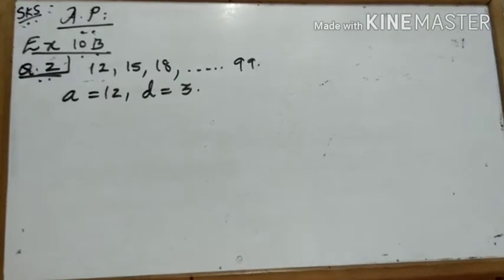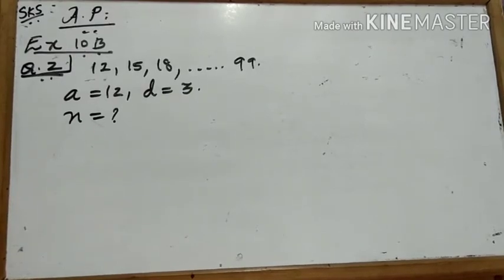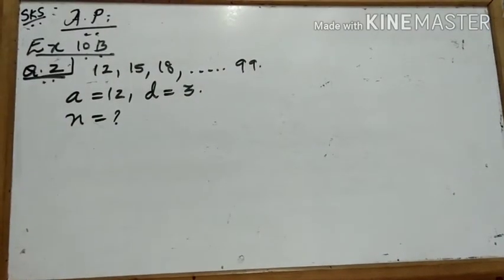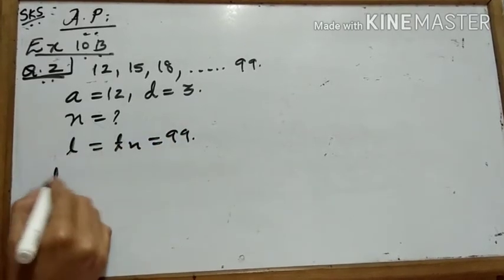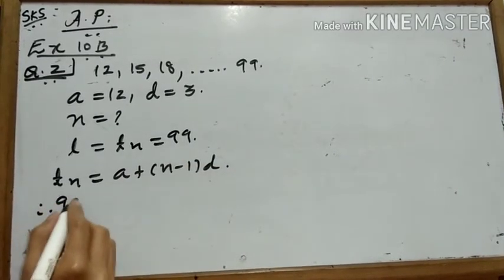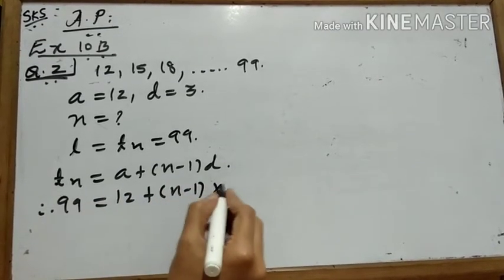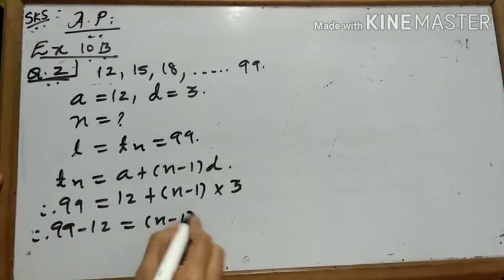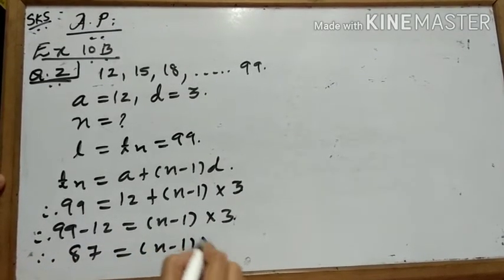And what have they asked? Now this is the interesting thing. What they have asked is n. What is n? Sir, n is equal to 2, 3. No. We know the last term, 99. So your last term, which I'll represent as Tn, is equal to 99. So Tn is equal to a plus n minus 1 into d. Here the last term for me is 99. The a value is 12. The n value is unknown. And the d value is 3. So this will become 99 minus 12 is equal to n minus 1 into 3. This becomes 87 is equal to n minus 1 into 3.